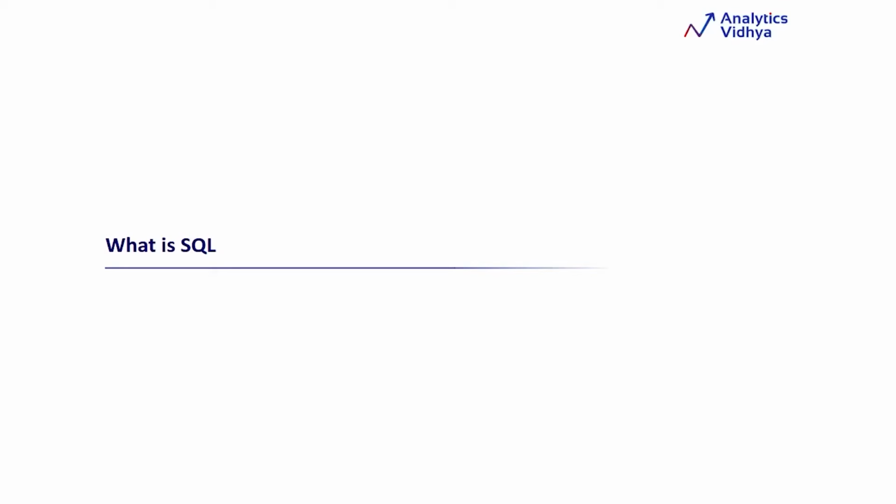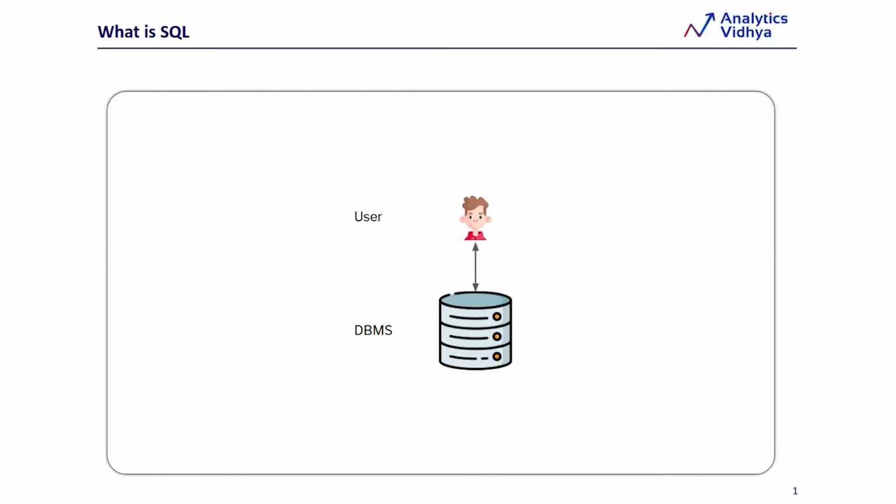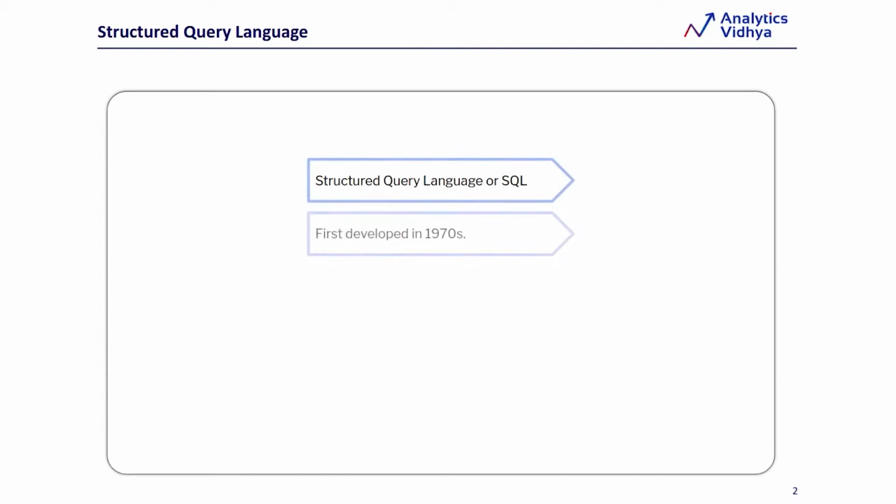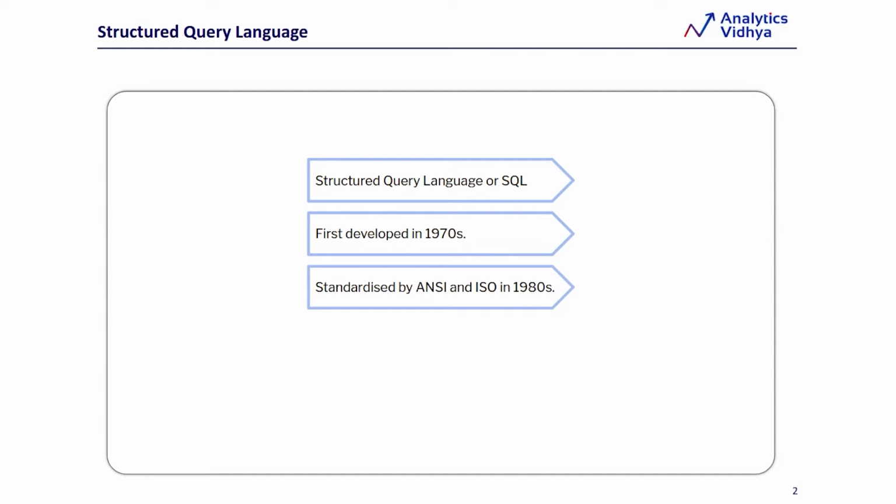Let's understand what really is SQL. For the user to interact with the database, we need a query language. The query language used for managing all data in a relational database is called Structured Query Language, or SQL for short. It was first developed in the 1970s as part of an IBM project. Then it was first standardized by ANSI and ISO in the 1980s. Since then, it has been used widely in all relational databases. There have been various versions of SQL since then, and the latest one is SQL 16, released in 2016. DBMS vendors make additional changes to it to suit their applications.